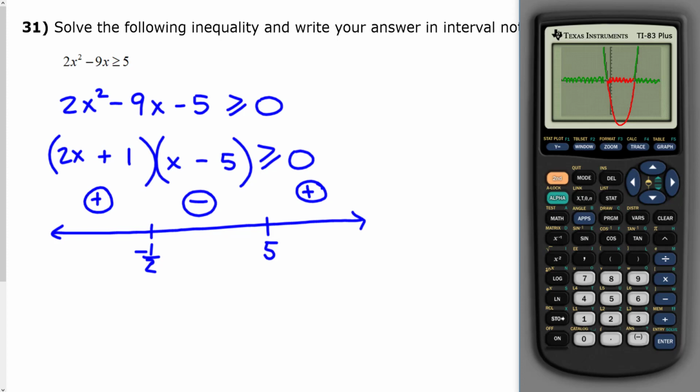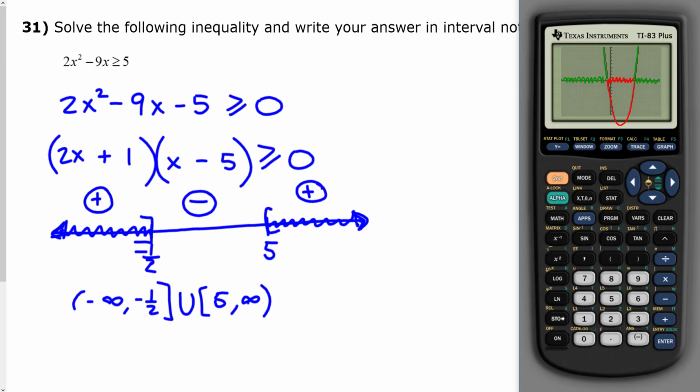Regardless of what you do, if we want to answer where this thing is greater than or equal to 0, that's going to happen along here and along here. So on the interval from negative infinity to negative 1/2 inclusive, and then from 5 to positive infinity.